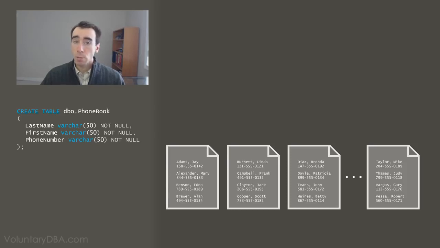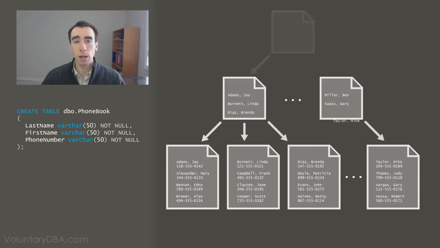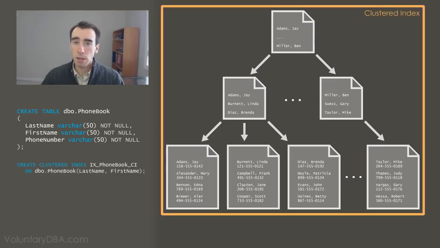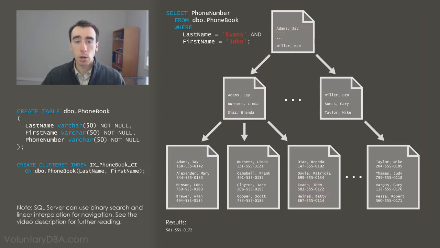This is where the index part of things comes into play. After the table data is put into physical order, SQL Server builds up a set of index pages that allows queries to navigate directly to the data they're interested in. This entire structure, including the base table data, is called a clustered index. When a query navigates through the clustered index tree to the base table data, this is called a clustered index seek.